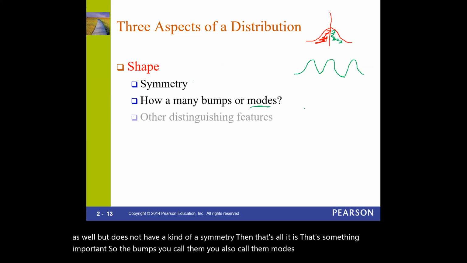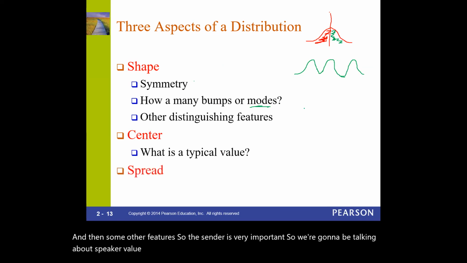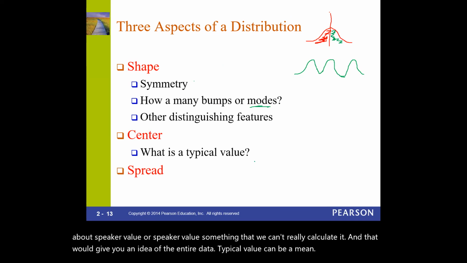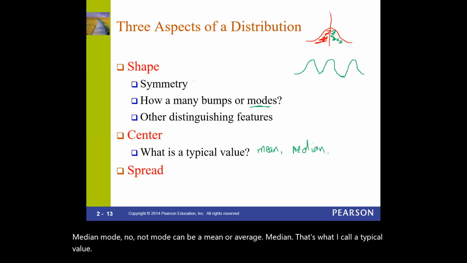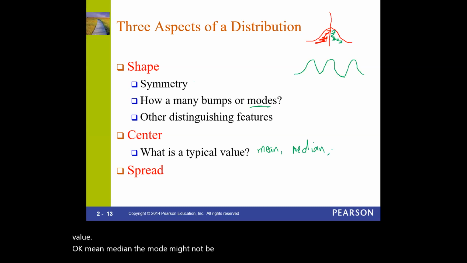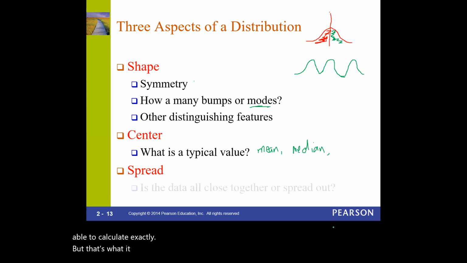And then some other features. The center is very important. So we're gonna be talking about typical value. A typical value is something that we can really calculate, and that will give you an idea of the entire data. A typical value can be a mean or average, or median. The mode might not be a typical value because you might not be able to calculate it exactly. And then also we're talking about something called the spread of the data.